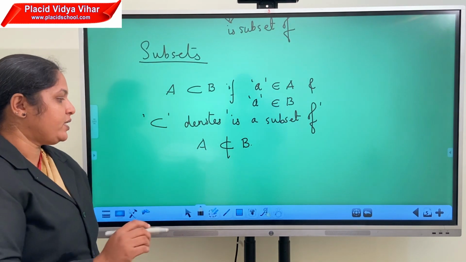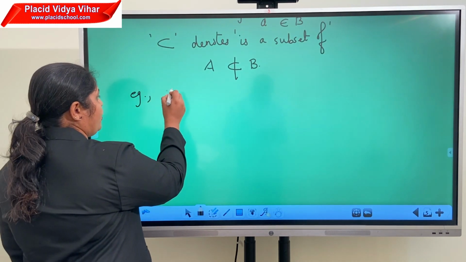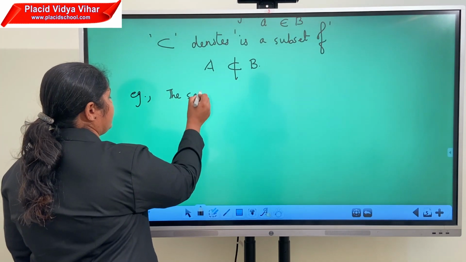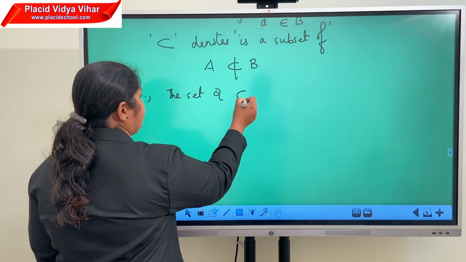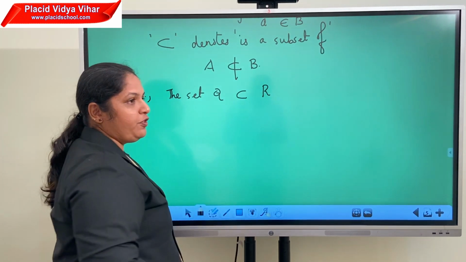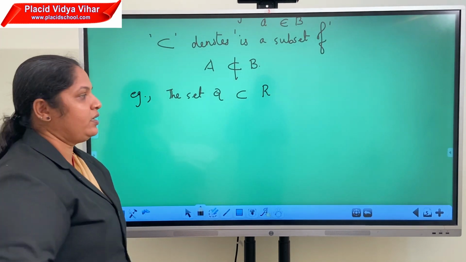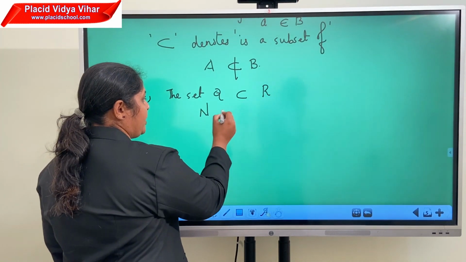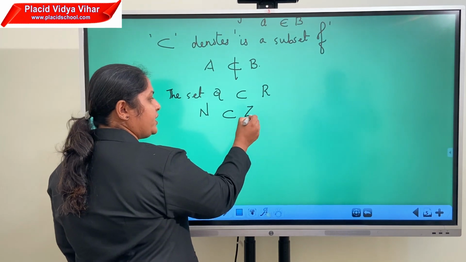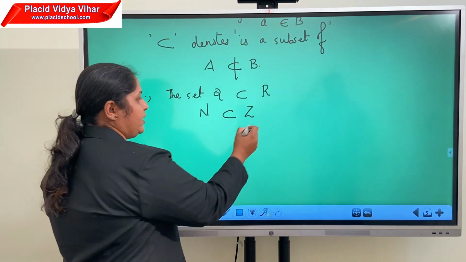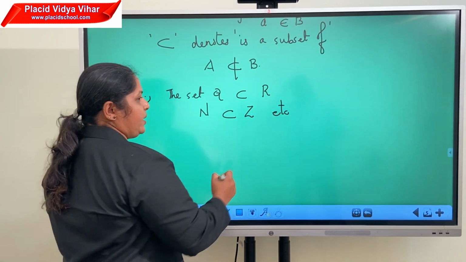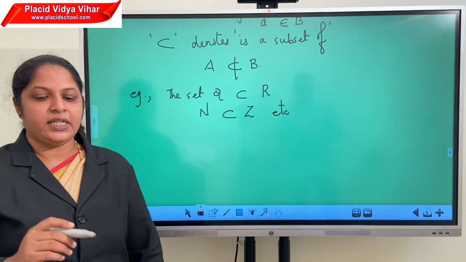Write an example for a subset. The set of rational numbers is a subset of the set of real numbers, or the set of natural numbers is a subset of the set of integers. All these are examples of subsets.